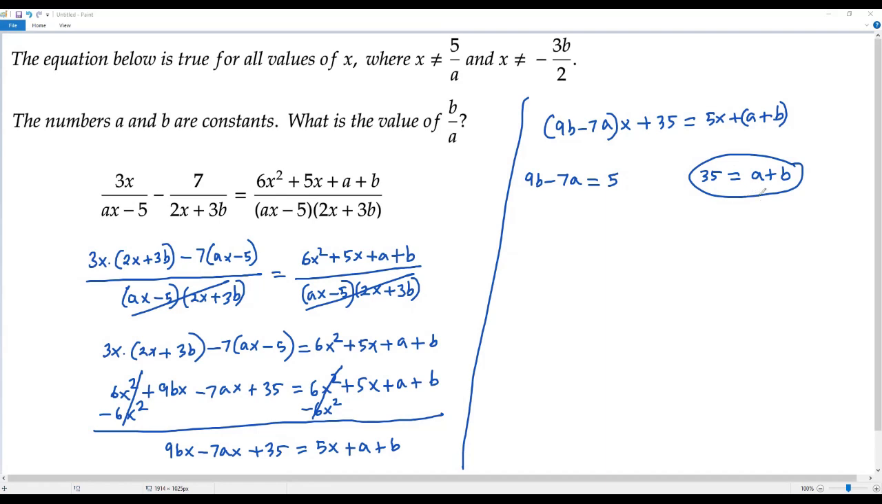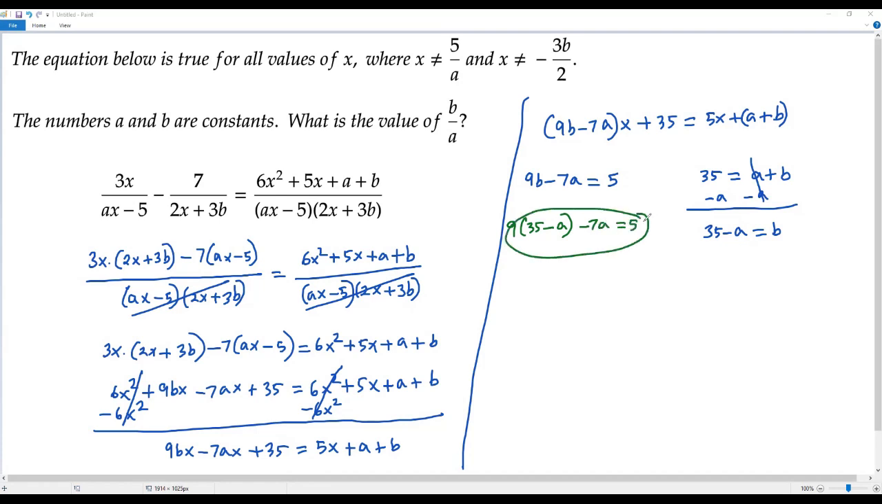Okay, now let me solve for b in this equation. Subtract a from both sides. Then this positive a, negative a will cancel out. I am getting 35 - a equals b. Okay, here I have solved for b in terms of a. Now what we can do is plug in this 35 - a for b over here in this equation. Then I am getting 9 times (35 - a) - 7a equals 5.